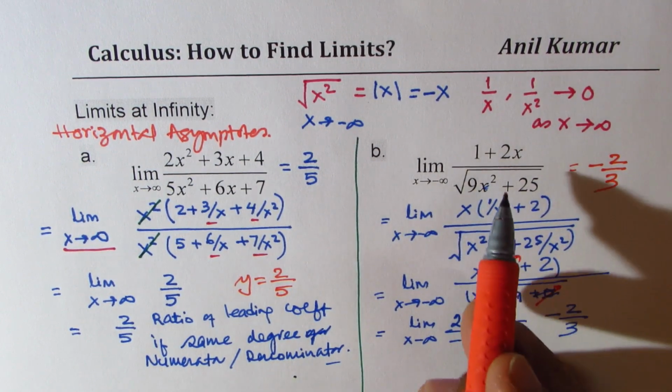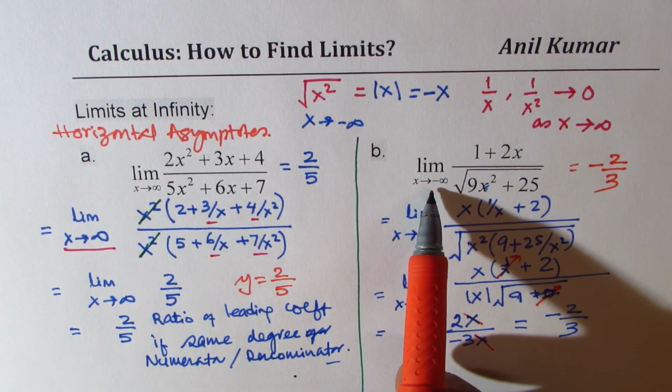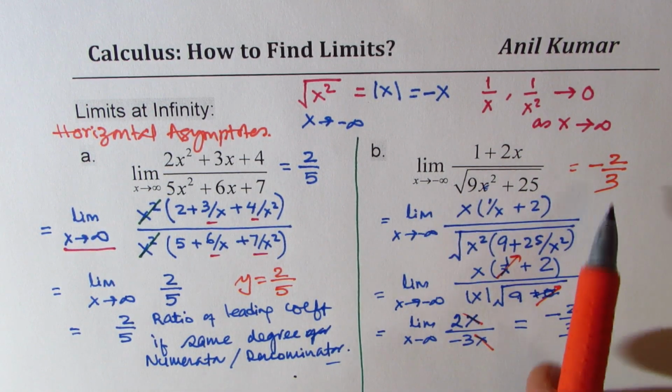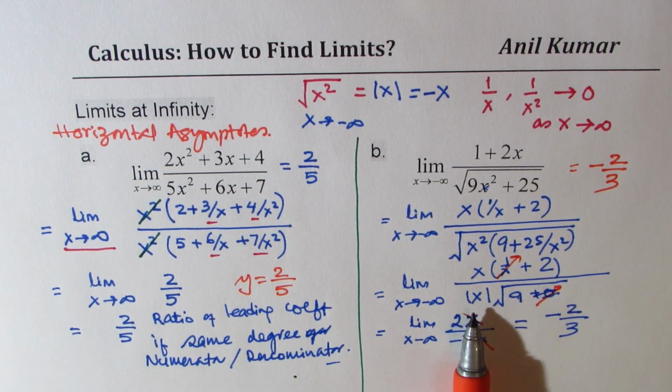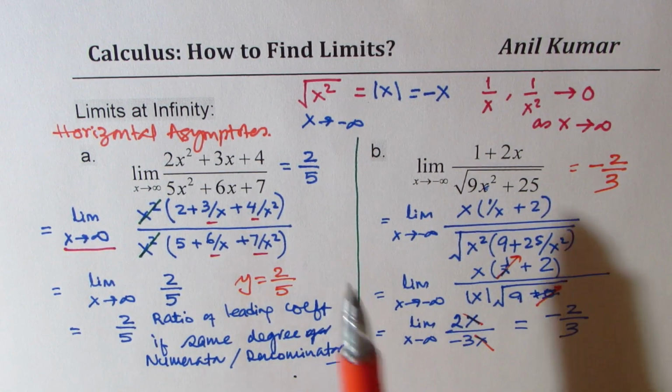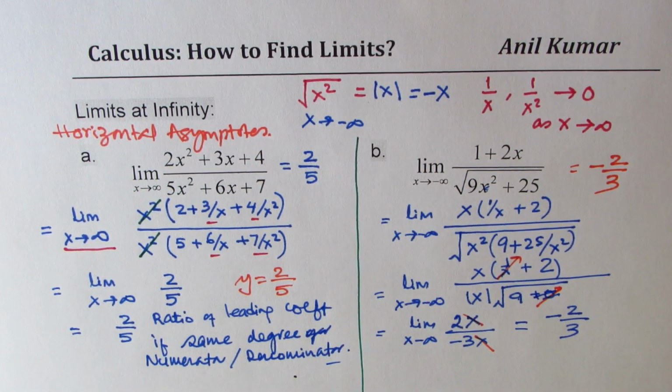So this function is going to have a horizontal asymptote. When x approaches negative infinity, the value is minus 2 over 3. Okay, so that's how you will do it. Not positive 2 over 3. Remember that part. So the knowledge of square root of x squared helps, and understanding absolute value functions is very important and critical for calculus. So let's move on and now do questions related to indeterminates.